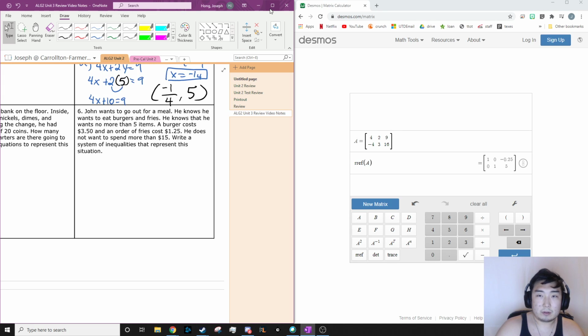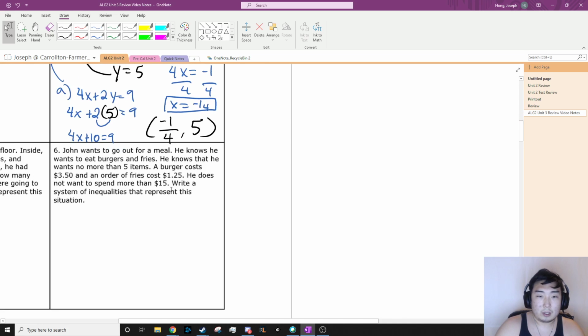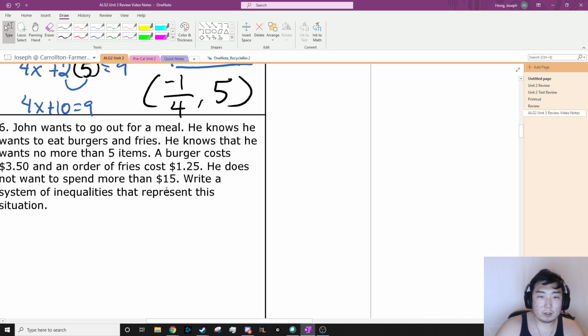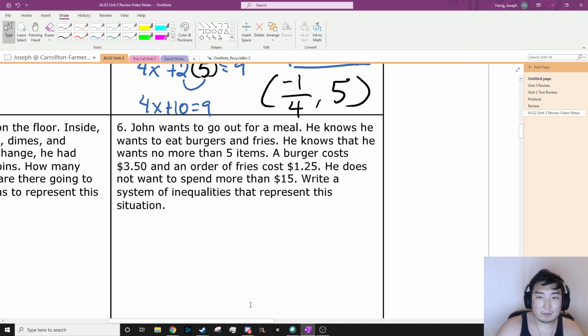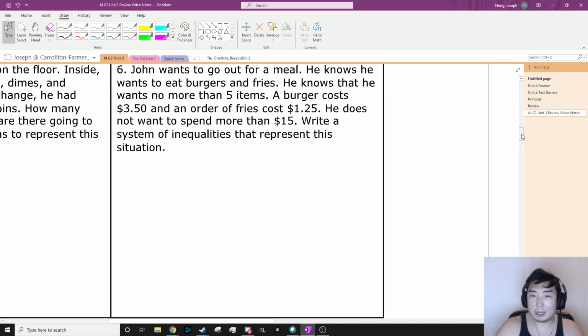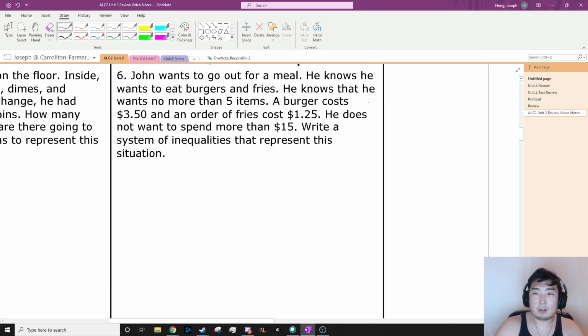Number 6. So John wants to go out to eat. He knows that he wants to eat burgers and fries. A man has good taste. He knows that he wants no more than 5 items. Oh, he's a big boy. A burger costs $3.50 and order of fries costs $1.25. He does not want to spend more than $15. Write him a system of inequalities that represent the situation.